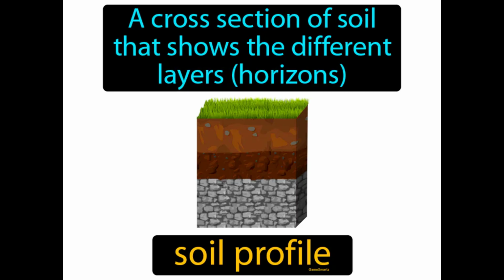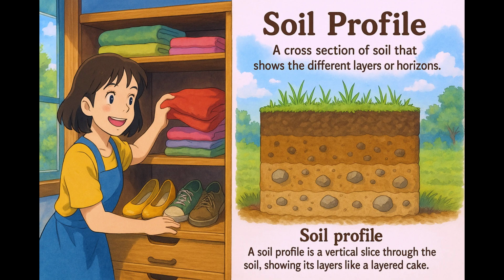A cross-section of soil that shows the different layers' horizons. Soil profile. A soil profile is a vertical slice through the soil, showing its layers like a layered cake. Think about organizing your closet, where you have different shelves for various items like shoes, clothes, and accessories. Just like your closet is divided into sections for better organization, a soil profile is a cross-section of soil that reveals its different layers, known as horizons.